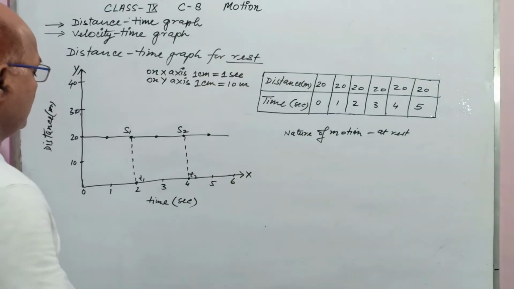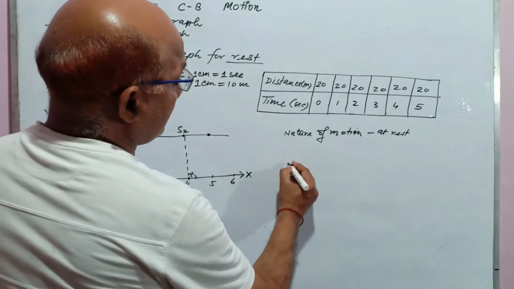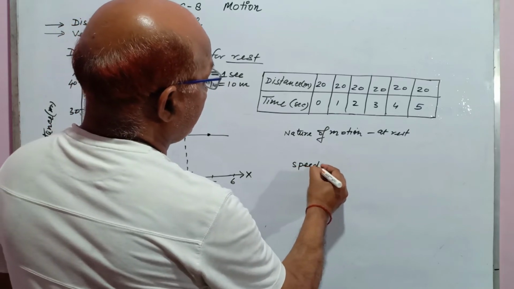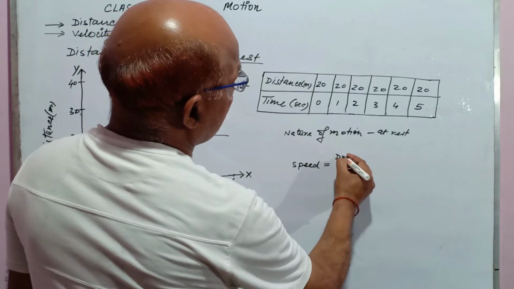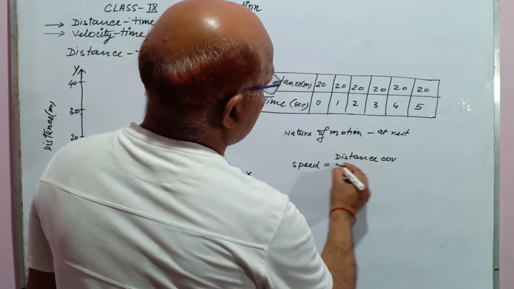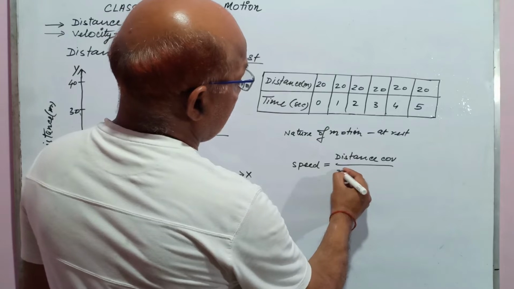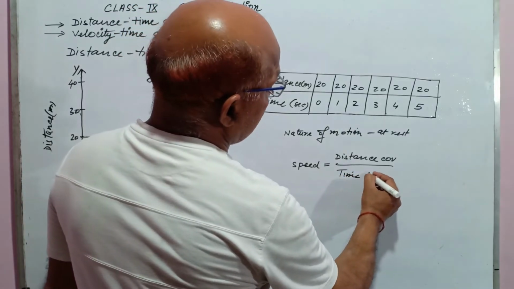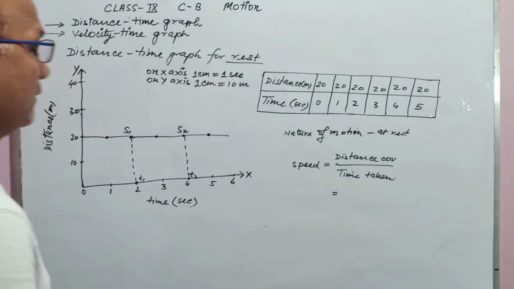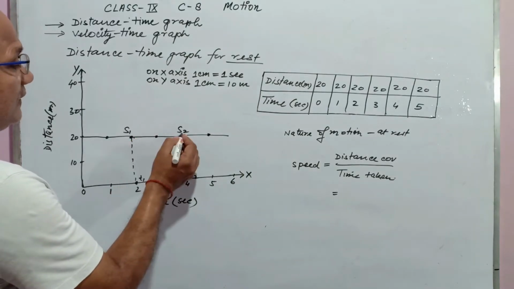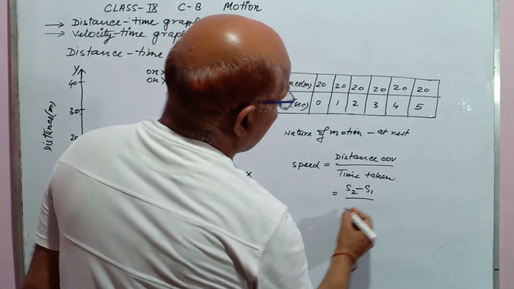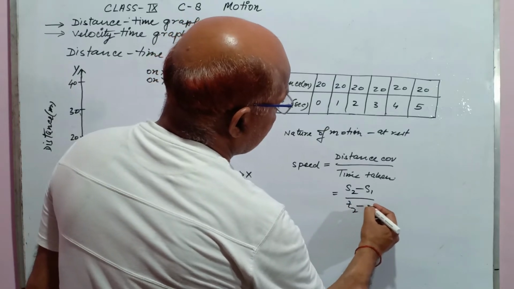So as we know, speed is equal to distance covered upon time taken. This is S2 minus S1 upon T2 minus T1.